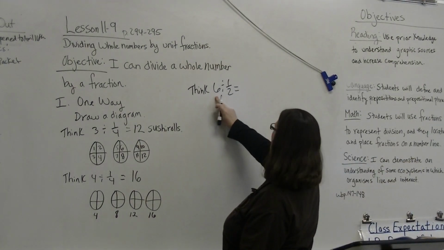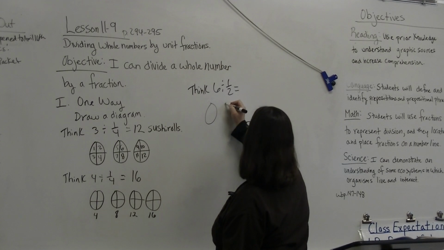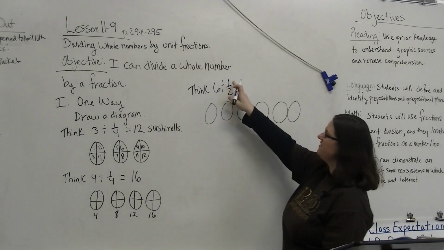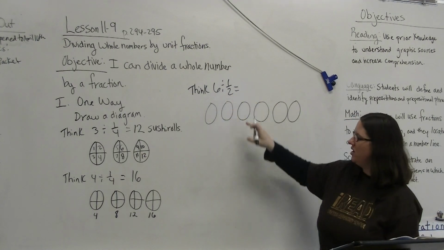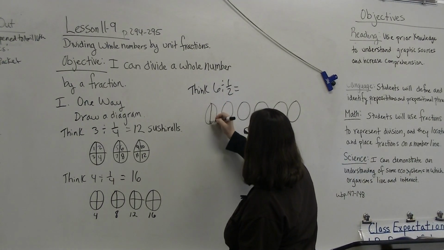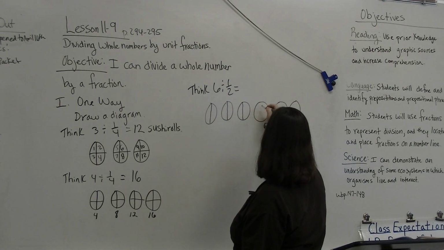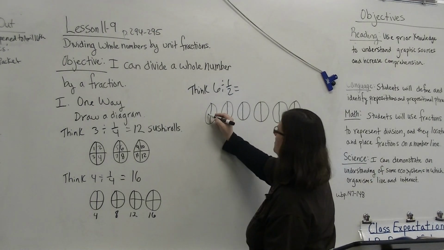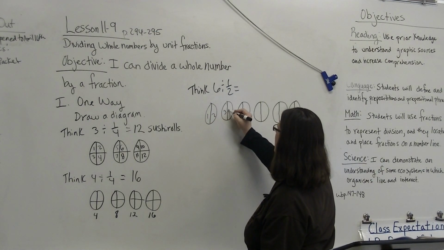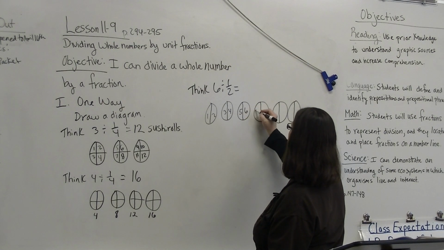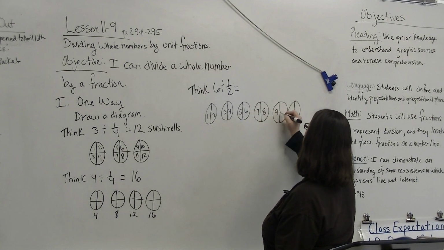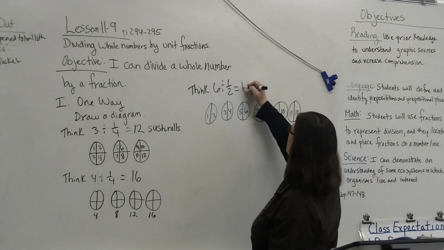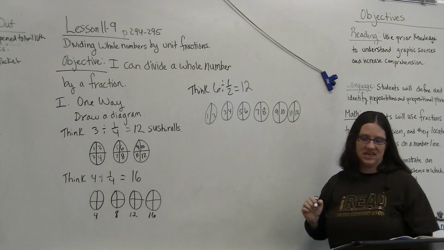Again, now we need to draw 6 circles. 1, 2, 3, 4, 5, 6. This time we only need to put in 2 pieces for each one. So you can just split them down the middle to make them halves. And then count each piece. This is 1, 2, 3, 4, 5, 6, 7, 8, 9, 10, 11, 12. So your answer here, 6 divided by 1/2, is 12.